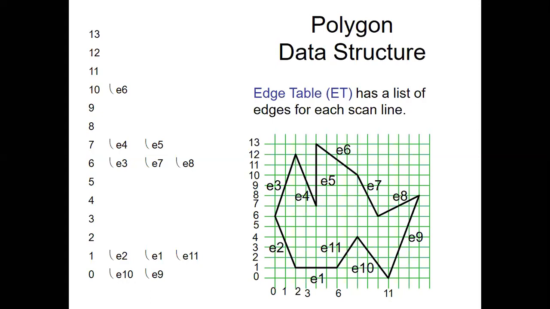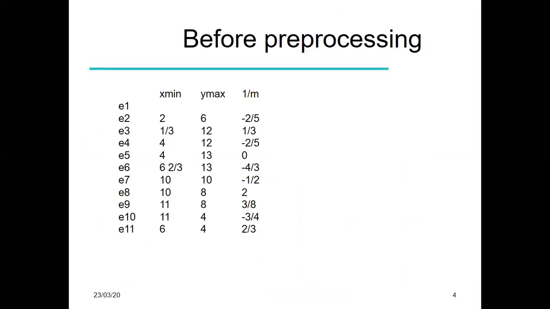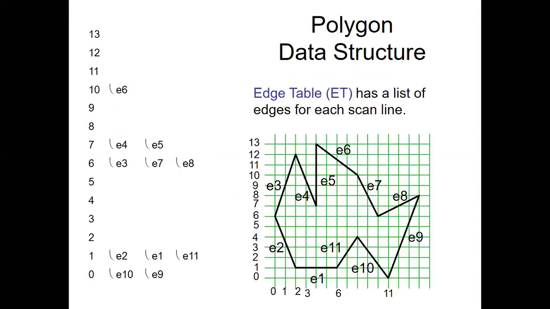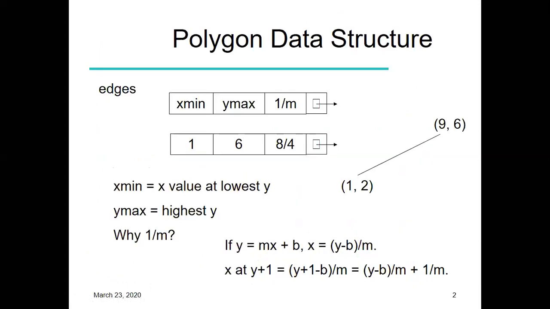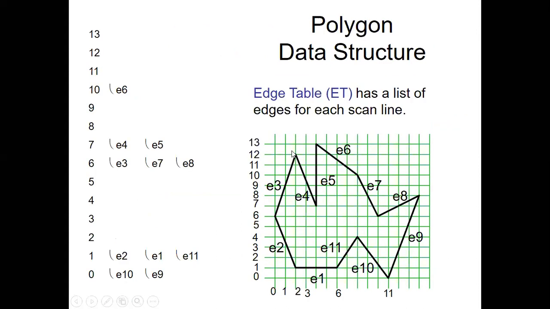So now the mathematics starts. Before this, you should write the heading called before pre-processing, and that is before applying this particular. Now this is where your pen and paper comes. In your paper, you have already written this particular polygon with these edges. Now let us apply this mathematics, whatever I'm showing now, for all the edges. That is, please write this x min, y max, 1 by m for all the edges.